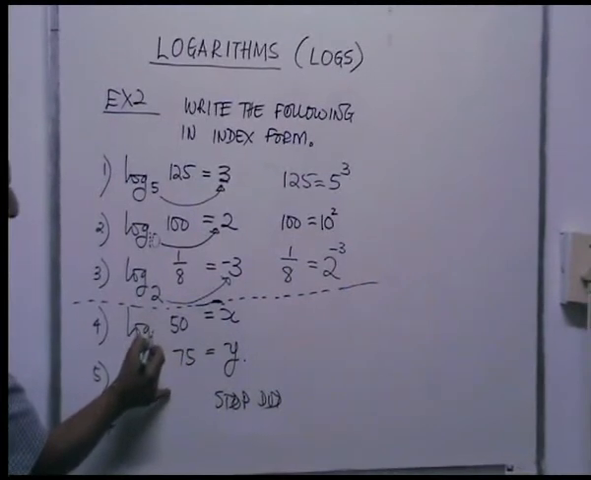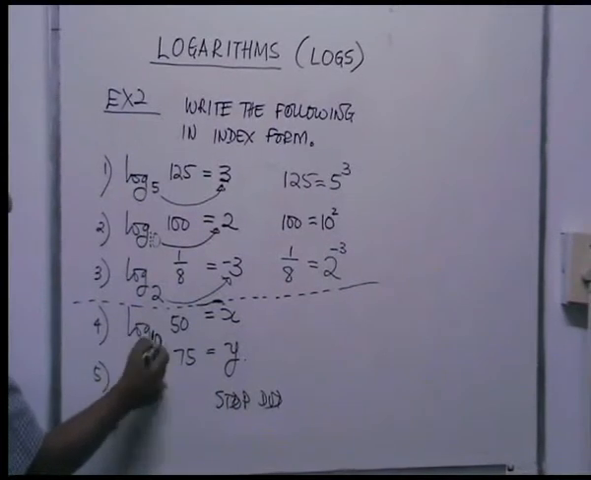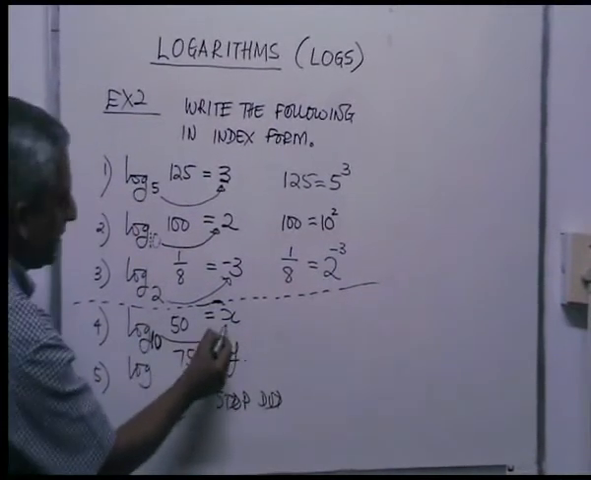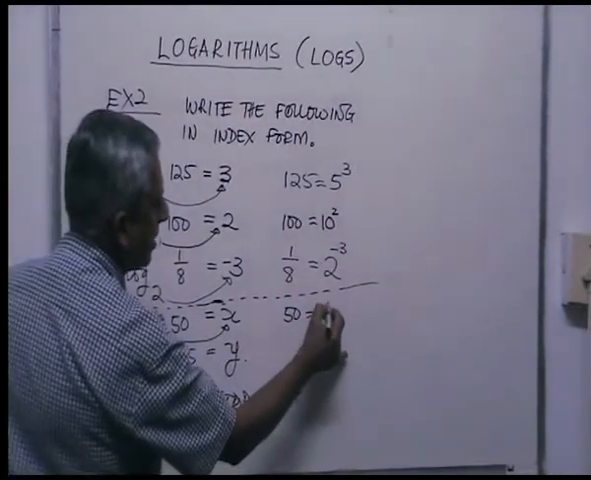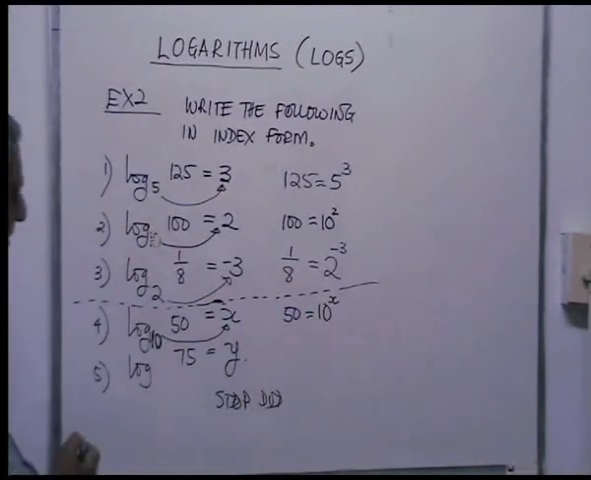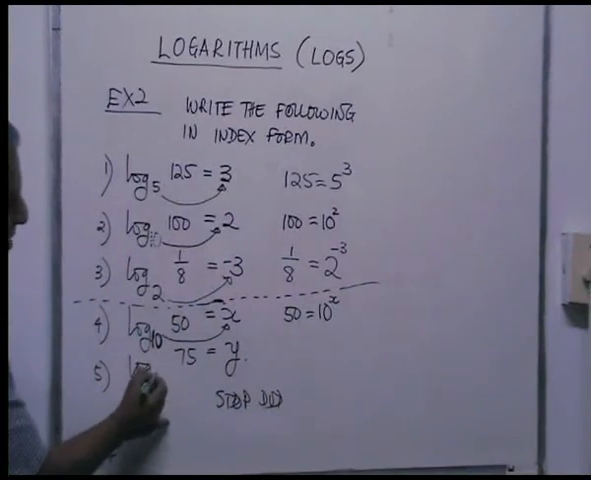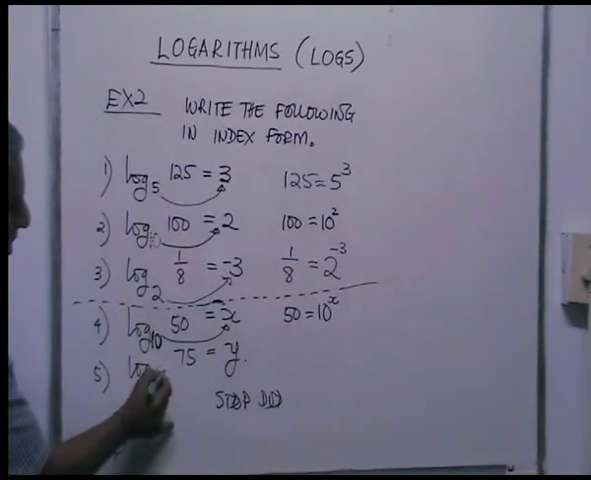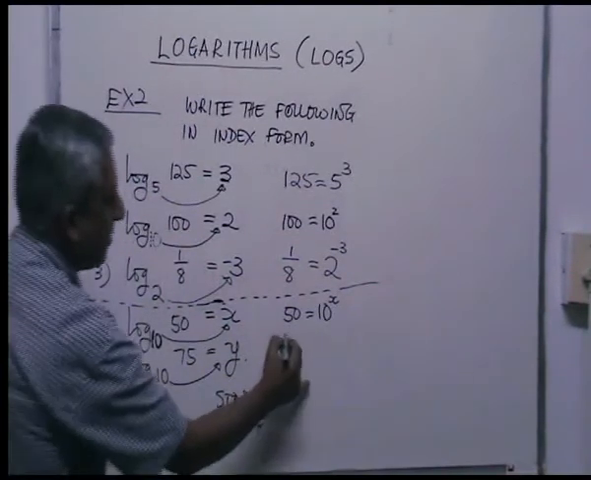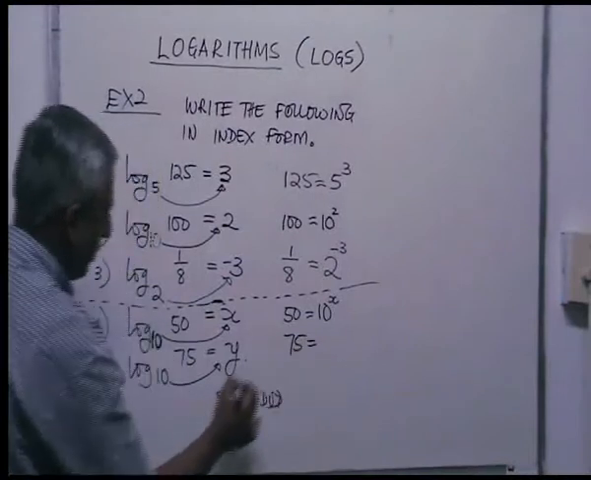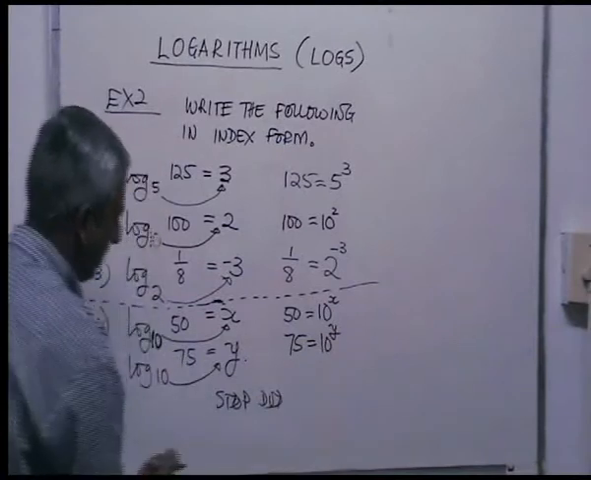So I will just fill it in here now. I'm now filling the base in. It's understood to be 10. So the 10 will go there. So I will say that the answer is 50 is equal to 10 to the x. And number 5, once again the base is not written, therefore the base is understood to be 10. I'm now writing it in, and then to help me I will do that and say that 75 is equal to 10 to the index y.